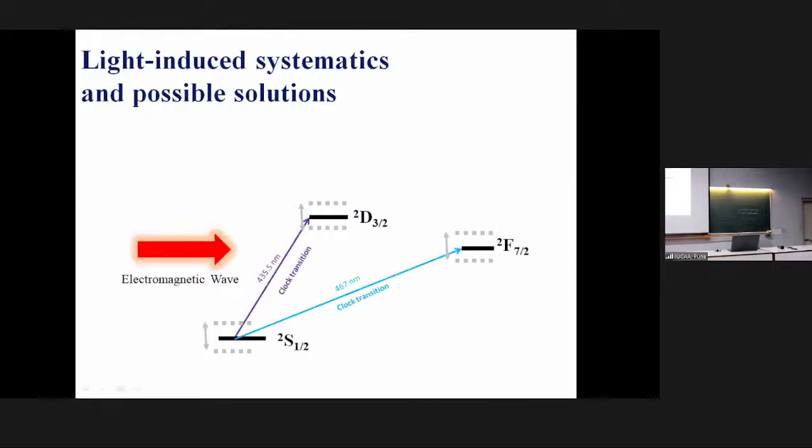Okay. Now, think about the clock transition. This is the clock transition, for example, in some particular case, for some particular atom. Due to this intense laser light, these two states will shift. That means you will not be able to see the unperturbed transition. Your transition frequency will shift, right? That's what you don't want. So what do you have to do?